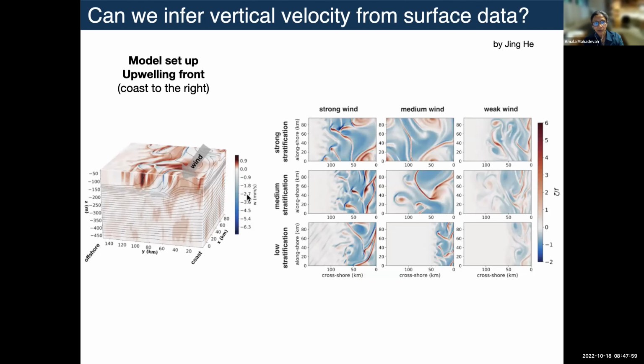It's like this. We're blowing wind in one direction, and I have a wall on my right side, which you can think of as the coast. We create fronts of different strength by varying the wind and the stratification. These are an ensemble of model simulations that we have. We're looking at the vorticity.